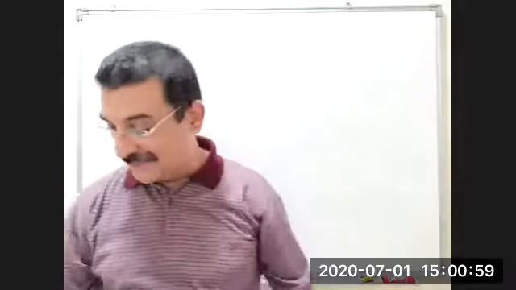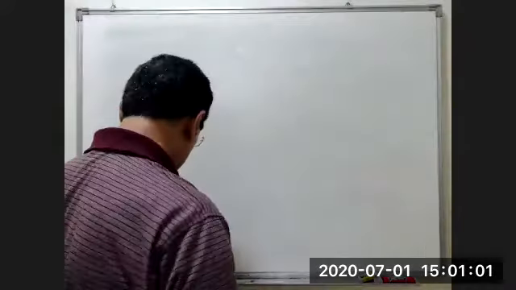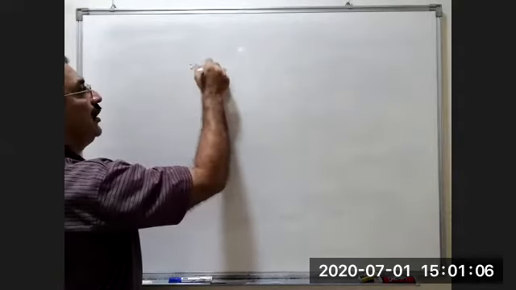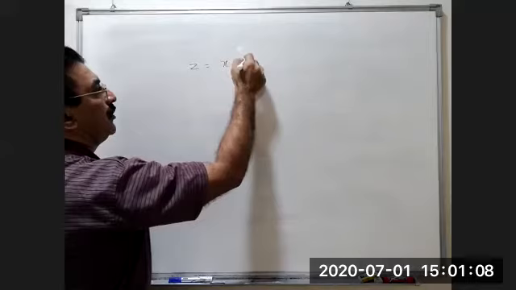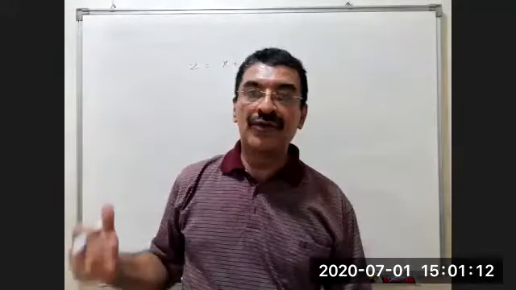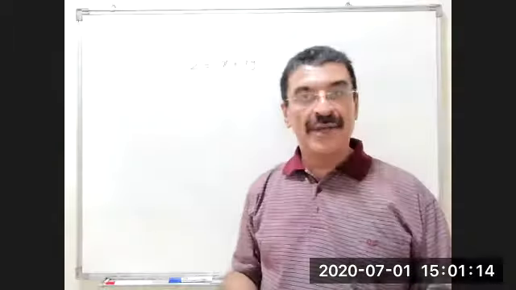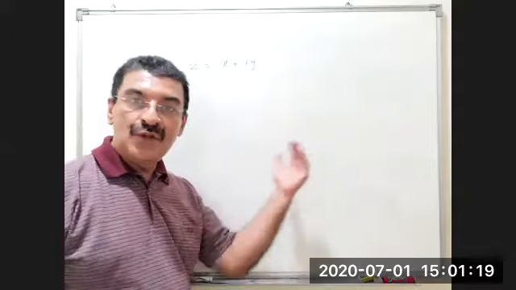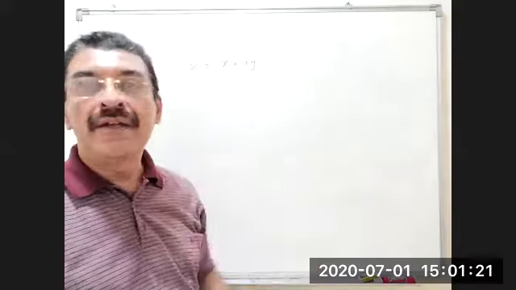Imaginary numbers. The numbers of the form z is equal to x plus iy, these are called complex numbers. In this complex number, we can see that we have two parts, the real part and the imaginary part.